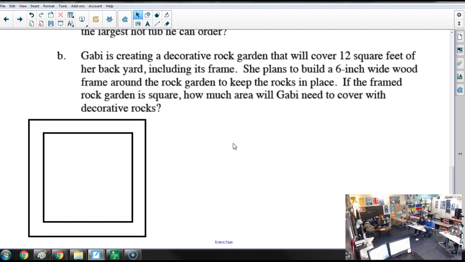So once the whole garden is covered, 12 square feet. Garden and frame. If the frame rock garden is square, how much? Putting the decorative rocks in the 12 feet square area, right? Yes, but inside the frame. Wait, inside the mini square or inside the frame? The mini square. Why would you put the rocks in the frame? The frame is to hold the rocks.